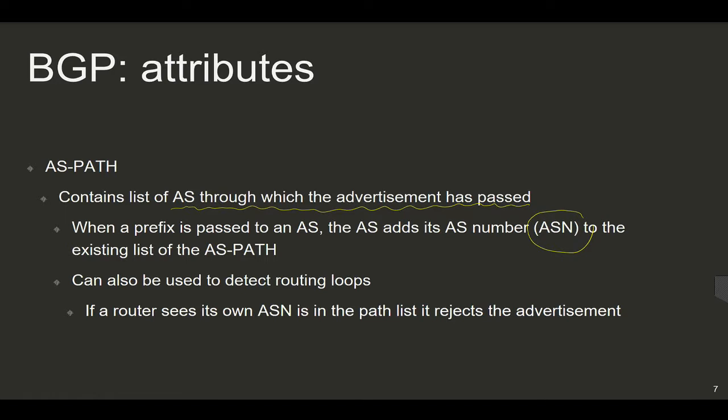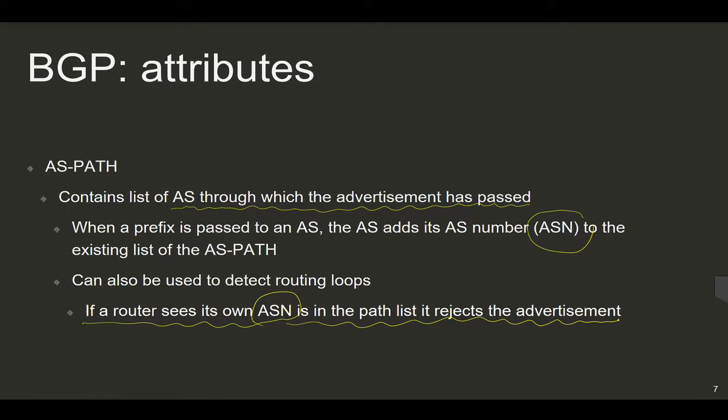Now, one interesting feature that comes with knowing the path that you can follow to reach a particular prefix is that if an autonomous system sees its own number in the path to reach a particular prefix, it knows that it cannot use that path, because eventually the packet sent to a prefix is going to come back to it. So if a router sees its own AS number in the path, it's going to reject the advertisement because a looping path is going to be created when it tries to reach a particular prefix using that path.